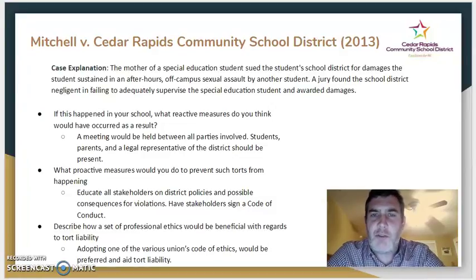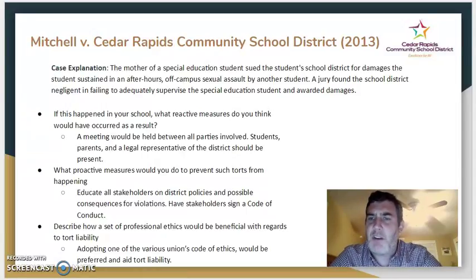With the questions that were asked, if this happened in your school, what reactive measures do you think would have occurred as a result? I think immediately after that happens, you need to have a meeting with all parties involved, meeting separately with the students, the parents, and a legal representative should probably be involved in the discussions and advice given on actions to take. What proactive measures would you do to prevent such torts from happening? I think educating all stakeholders on district policies and possible consequences for these violations. Make everyone aware of what is happening, and then have those stakeholders sign a code of conduct to ensure that they know what's going on.